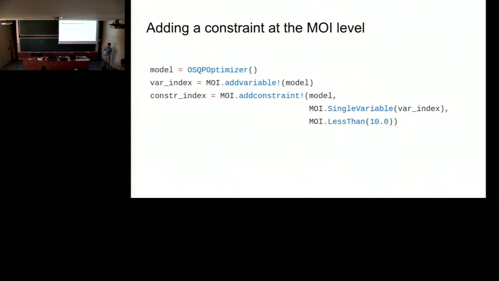So you create an OSQP optimizer, you add a variable to it, and add variable returns the index of the variable. Then you can add a constraint, and you can say that the function of the constraint is a single variable, and the set is less than, parameterized by the bound. That returns a constraint index, which you can set and get attributes on. You can use this constraint index to delete the constraint later on. That's what these functions return.